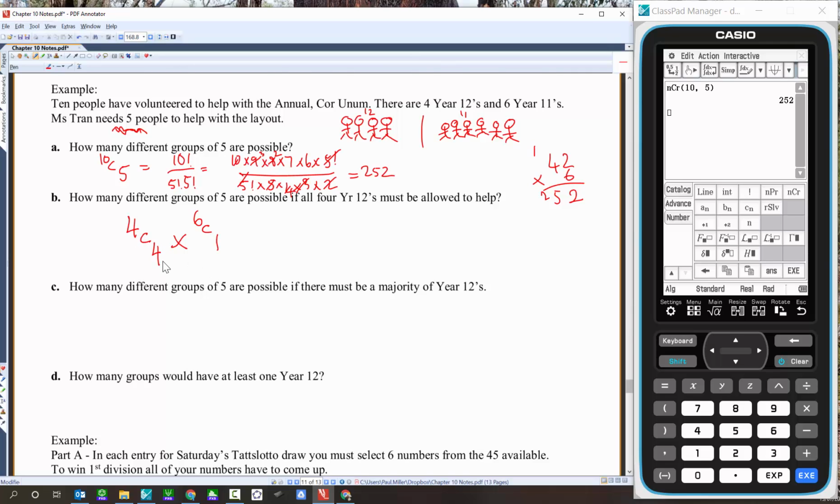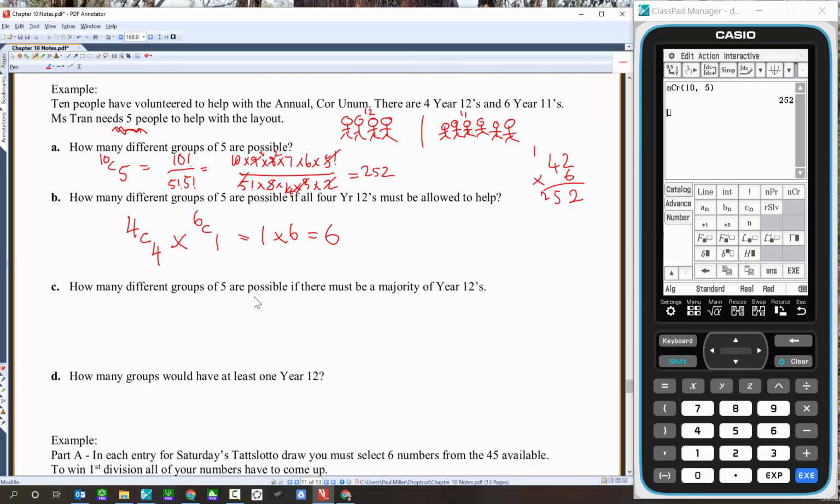So from 4, choose 4, multiplied by from 6, choose 1. Now what's this going to be? Well, 4 choose 4 is just 1. How many different ways are there of choosing 4 people from 4? There's just one way of doing that. Now, how many ways are there of choosing 1 from 6? Well, that's going to be 6. So there's 6 different groups possible if this is the case.